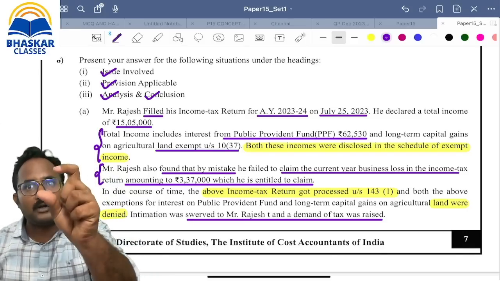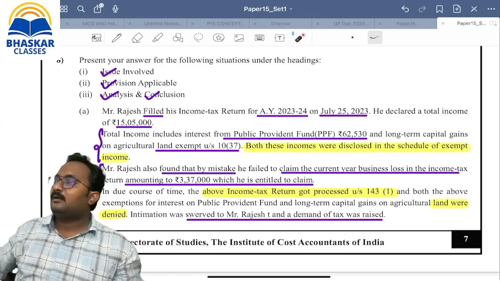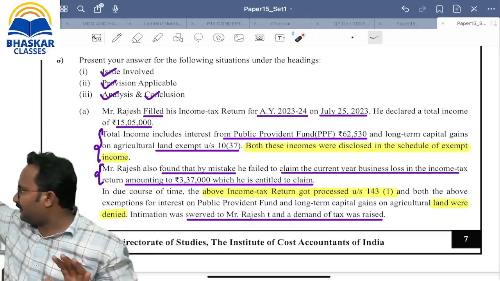A demand of tax also arises. Previously, you were paying only some amount of tax because you were considering these as exempted incomes. Now they are asking for a demand of some amount of tax. Have you understood this question up to now?